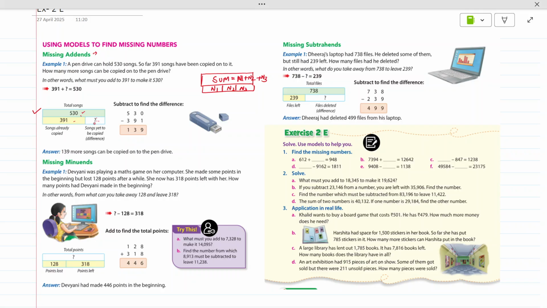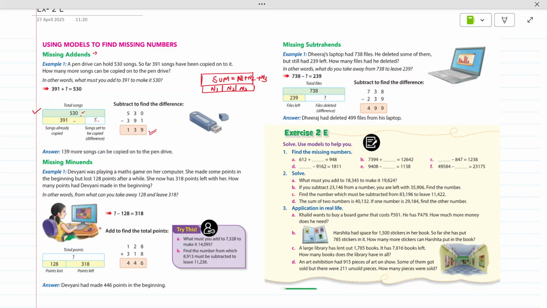We have done the same thing here. We have taken the total amount 530 and we are subtracting the songs which are already present in it, 391. Now this number is basically the number of songs which can be added more to the pen drive, or you can say the left capacity. If we add 139 songs more to it, the pen drive will be full to its total capacity. So this is how we can use models.